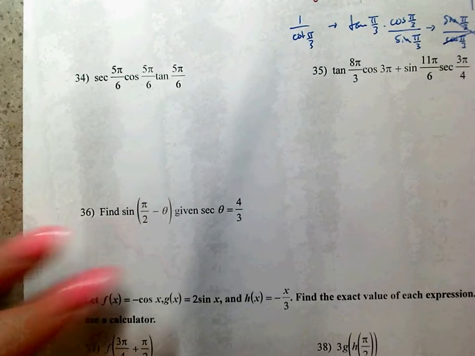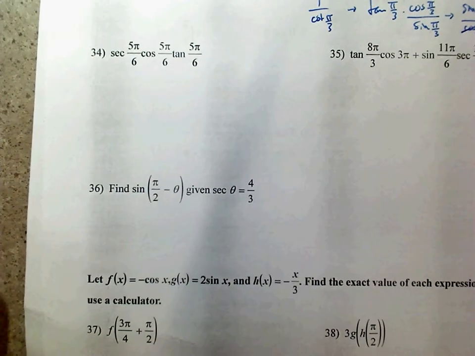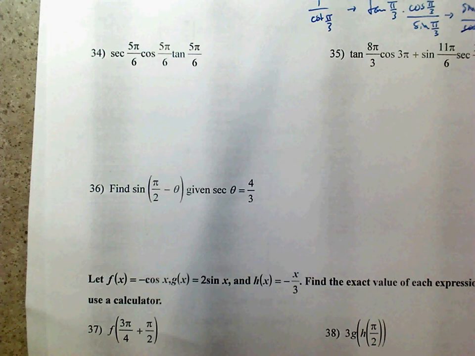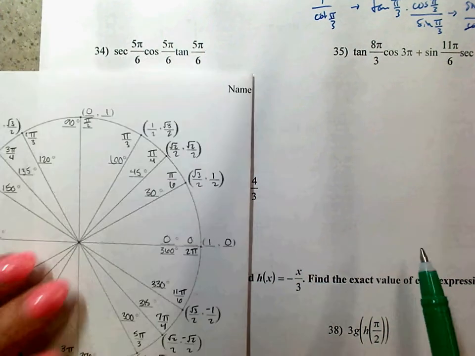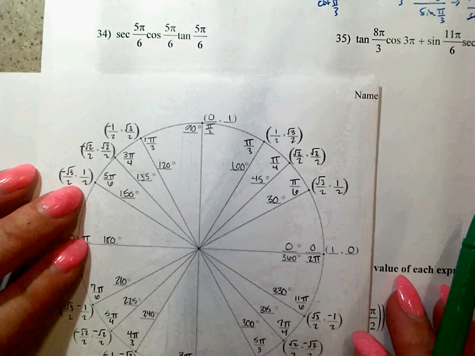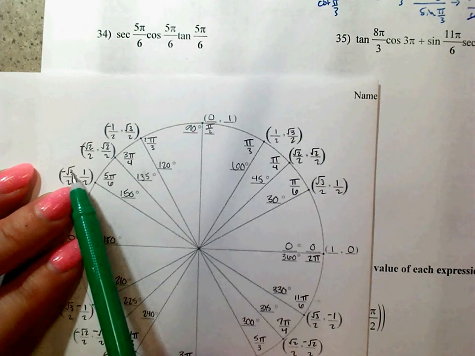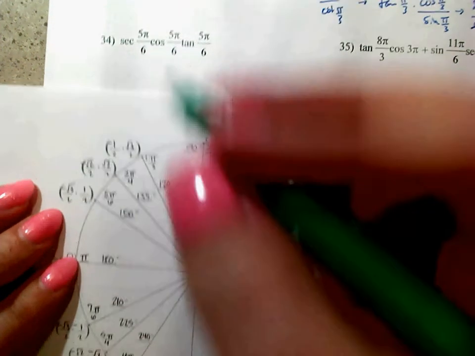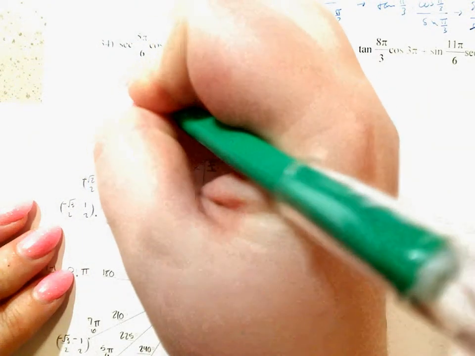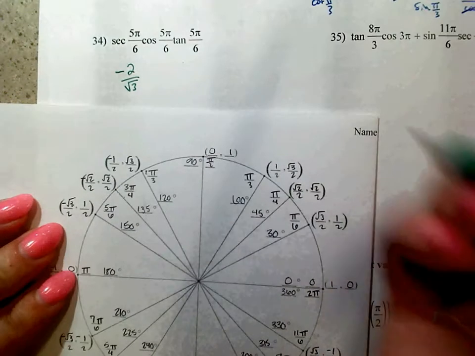Number 34, it says secant of 5 pi over 6 times cosine of 5 pi over 6 times tangent of 5 pi over 6. Like I said, I'm going to work it all out using the unit circle, and then I'm going to work it out using what I know. So secant of 5 pi over 6. So here's 5 pi over 6. Secant's the reciprocal of cosine. So if negative square root of 3 over 2 is cosine, then secant is negative 2 over the square root of 3. And yes, I could rationalize, but I'm going to leave it like that right now.